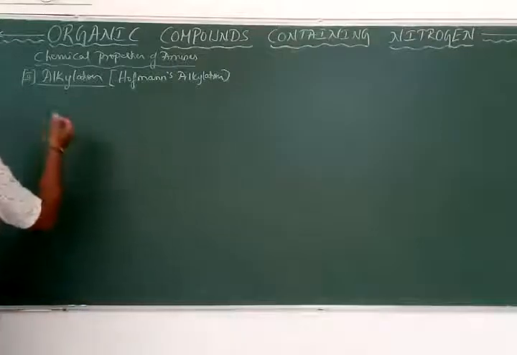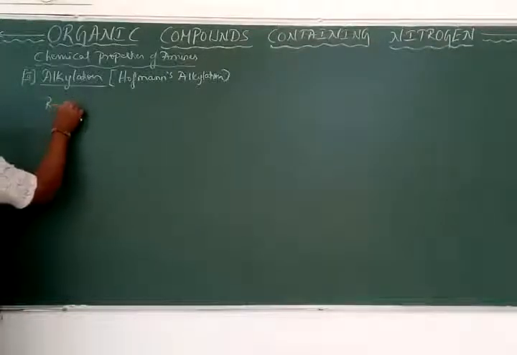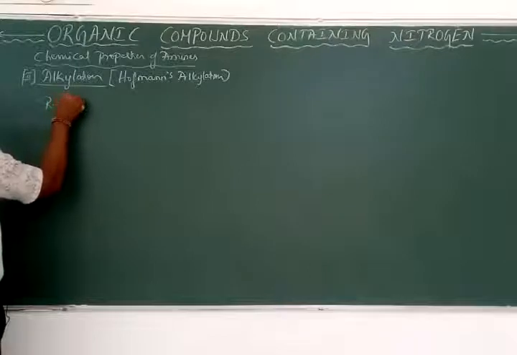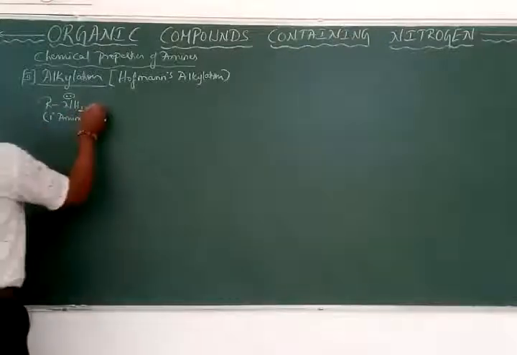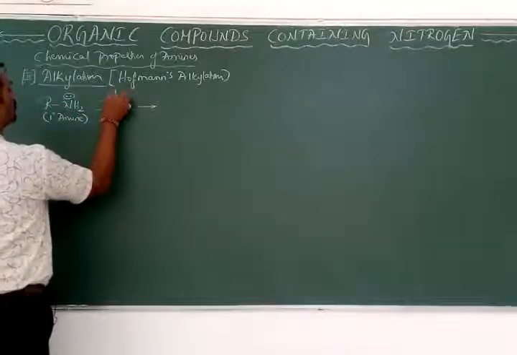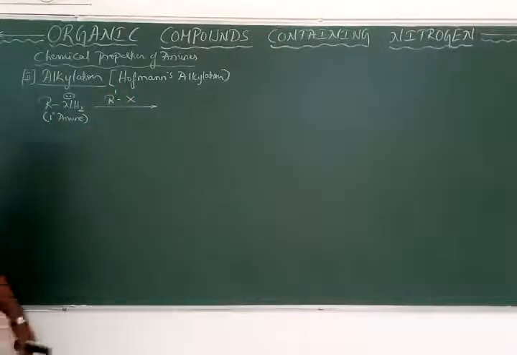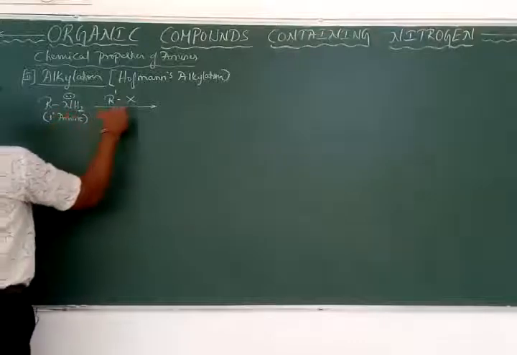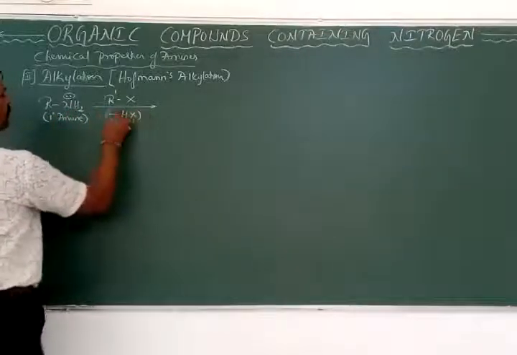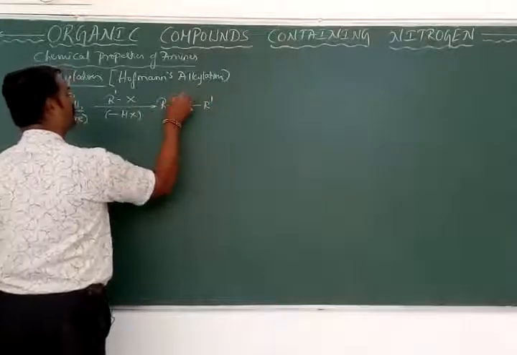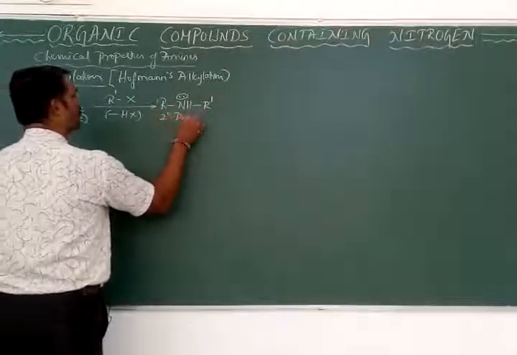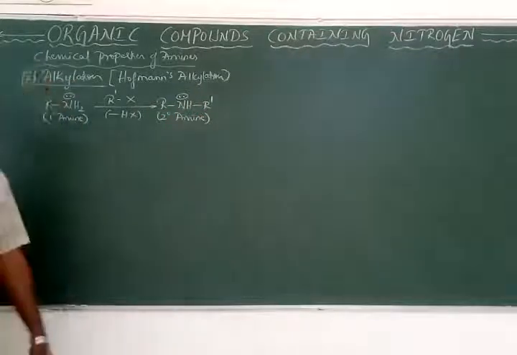So here, RNH2, what is this called? Primary amine. When made to react with, for example, R-X, we don't know whether it is the same or different, here H with X is removed in the form of HX, such that it forms RNHR'. This is called a secondary amine.